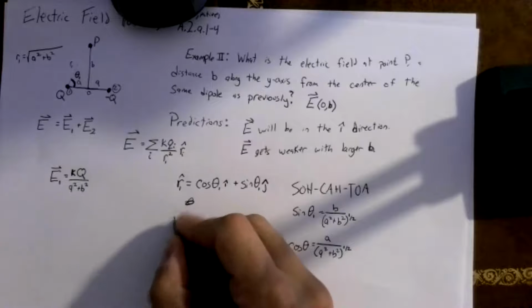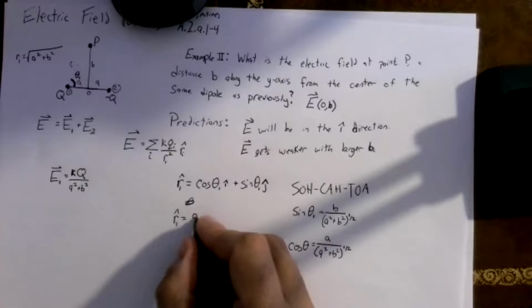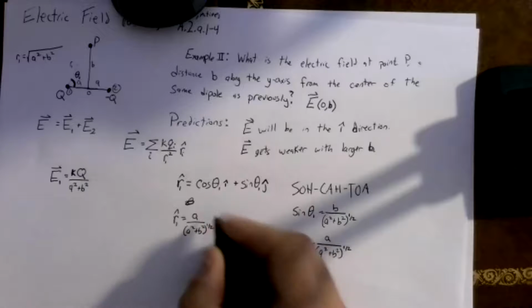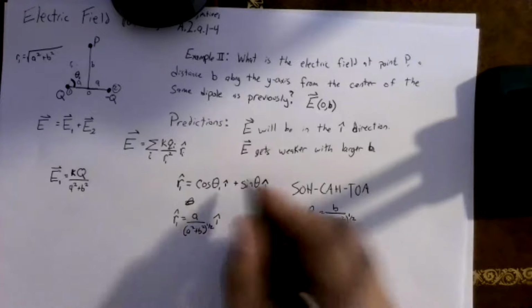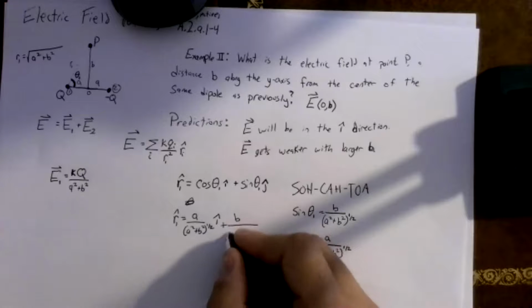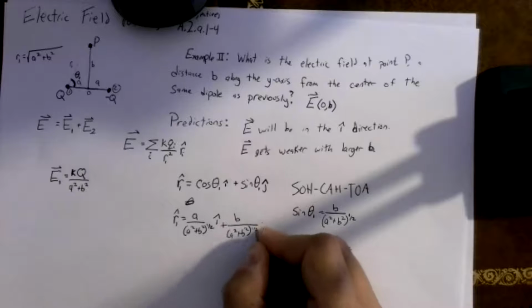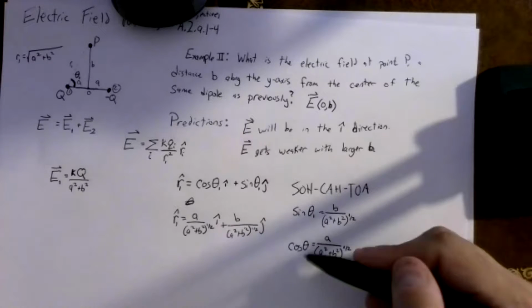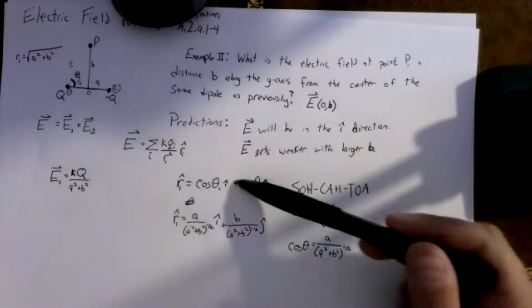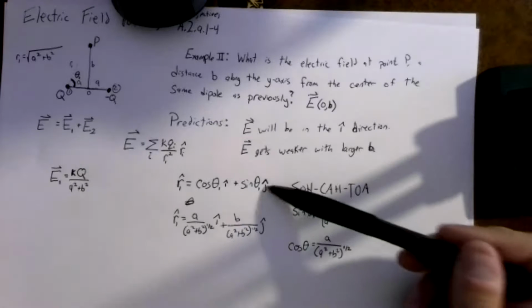Let me write down what we get for R1 hat. It's the cosine of theta times I hat, so A over (A squared plus B squared) to the 1/2 I hat, plus B over (A squared plus B squared) to the 1/2 J hat. Right, so I'm plugging these values for sine and cosine into this definition of our unit vector, or how to write a unit vector in terms of our components.